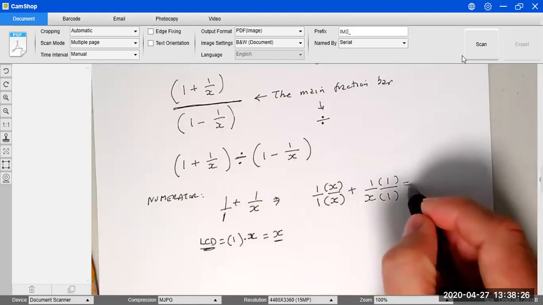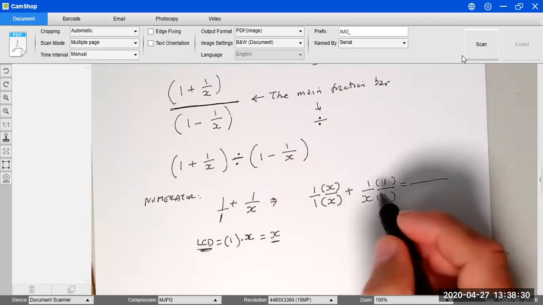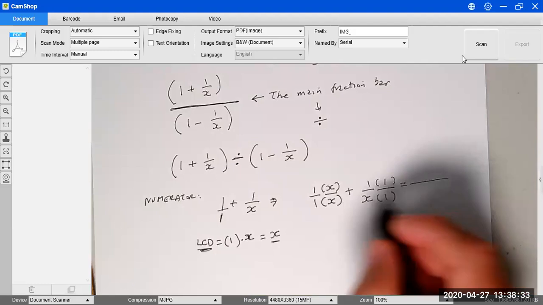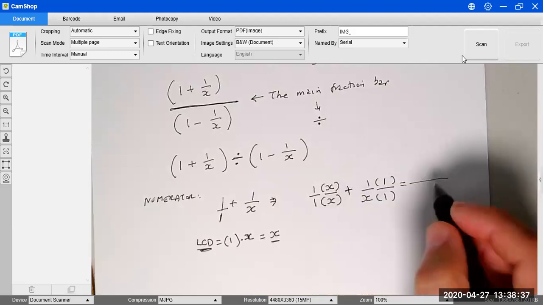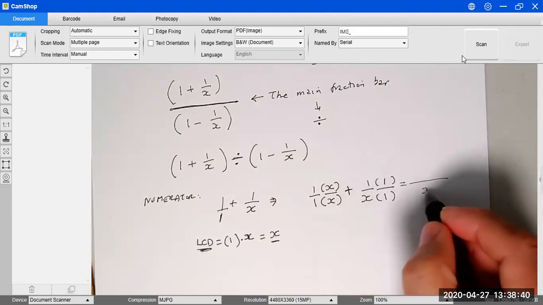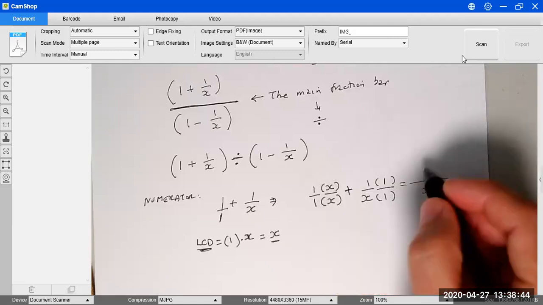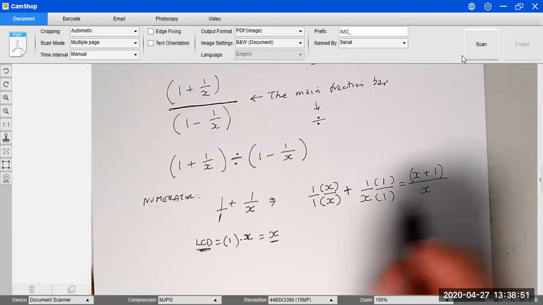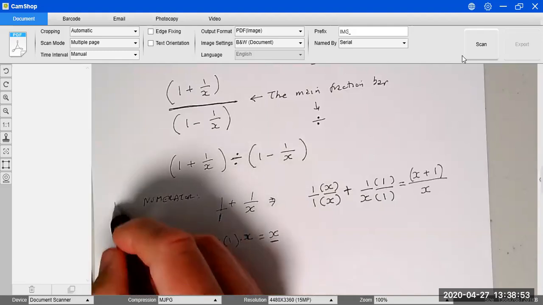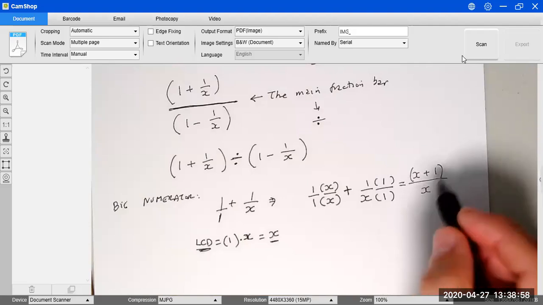Now that you have the least common denominator for every fraction, you're going to add or subtract, depending on the sign in between. Now you have a common denominator. The common denominator is just x times 1, which is just x. And then you just add the numerators. So you're going to have x plus 1. So this is now my big numerator converted into a simple rational expression.